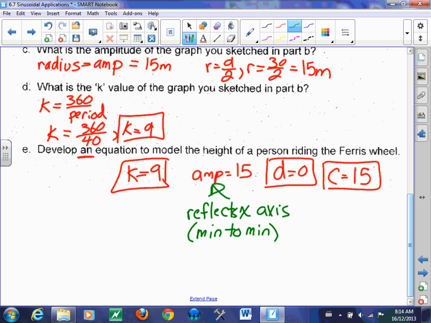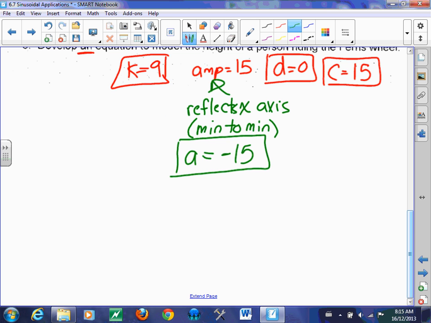So what we need to do is when we develop A, we've got to make A equal negative 15 because we start at our min as opposed to our max. So now we've got all the letters figured out. Now we can put it in, okay?